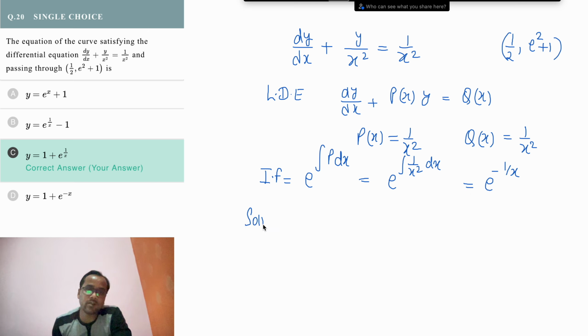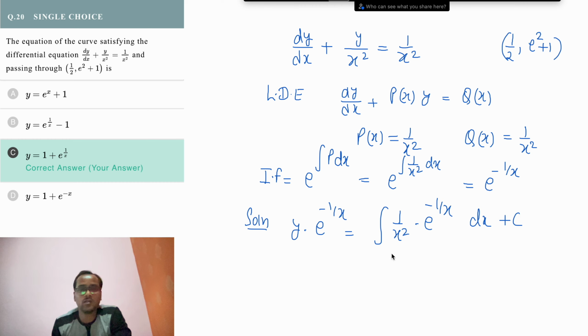So the solution will be y into the integrating factor is equal to the integration of Q(x), which is 1 upon x square, into e raised to the power minus 1 by x, that means the integrating factor, dx plus c. So now if you integrate this, you will be getting y into e raised to the power minus 1 by x. Integration of this you can solve by using substitution. That would be coming out to be e raised to the power minus 1 by x plus c.